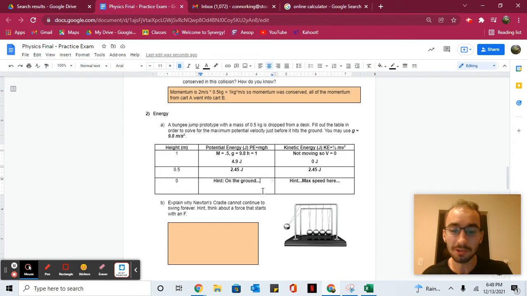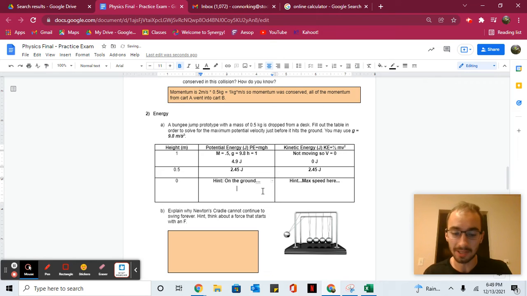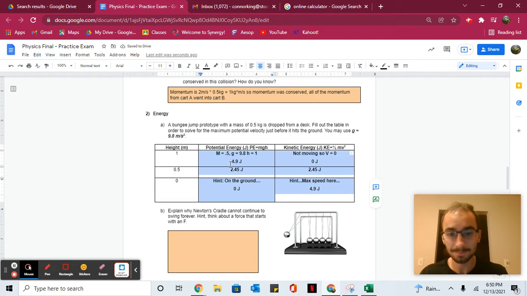Next one, the hint for potential, it's on the ground, so the height is 0. So potential energy is 0 joules. And since the max speed is right before you hit the ground, all of the energy went into velocity. So those are the answers.